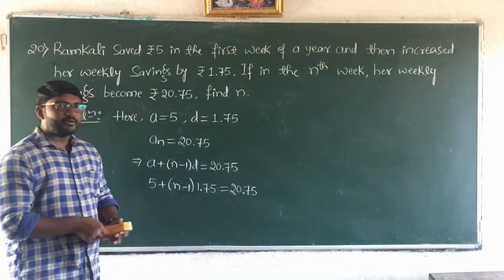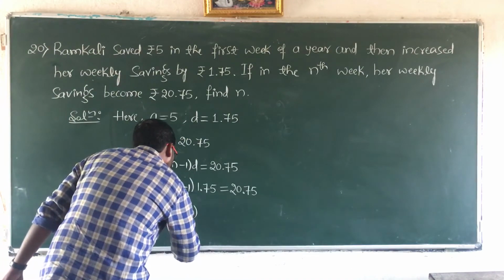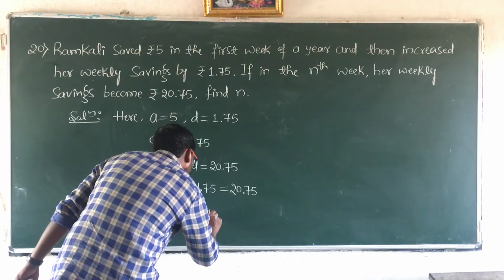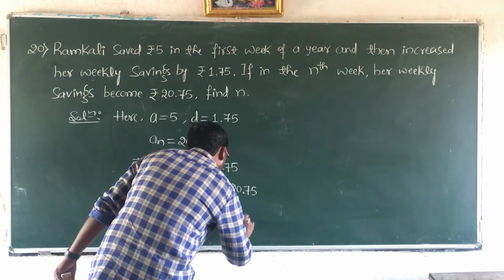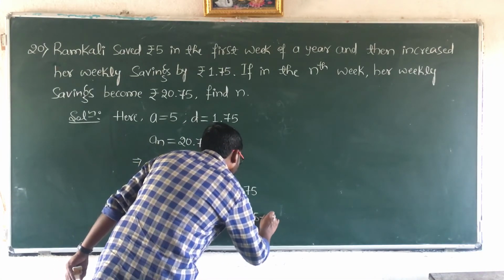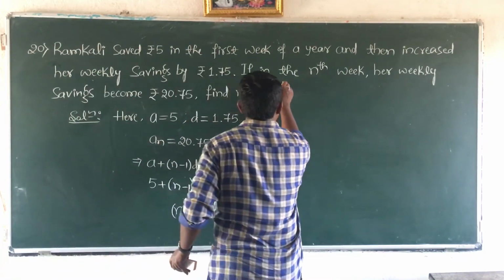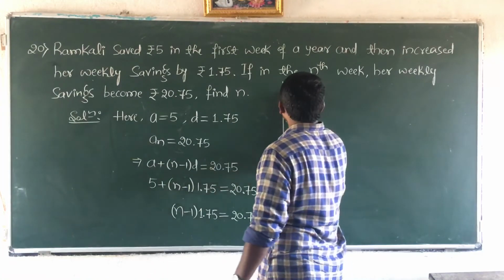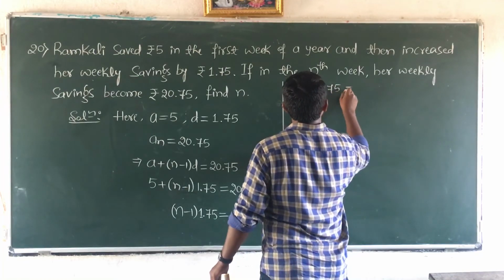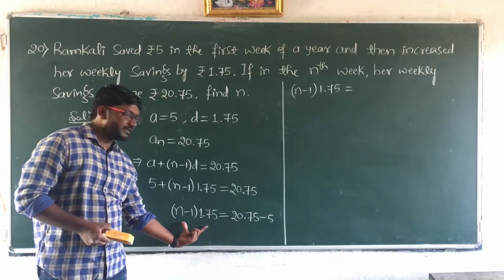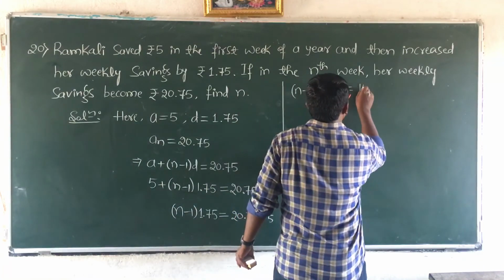So now you take 5 to the RHS, it becomes minus 5. So n minus 1 into 1.75 is equal to 20.75 minus 5. So let us solve this, proceed with this. Now subtract these two, we get 15.75.